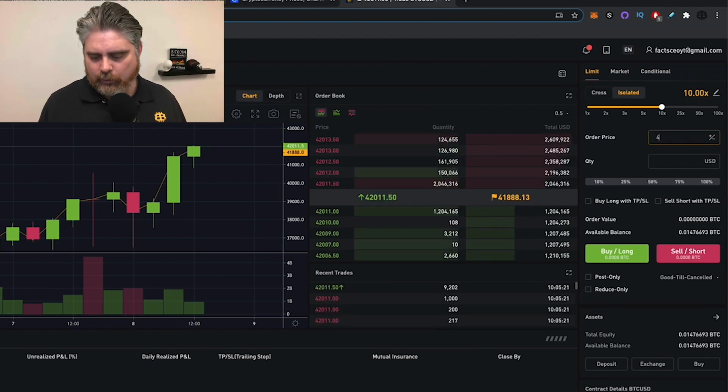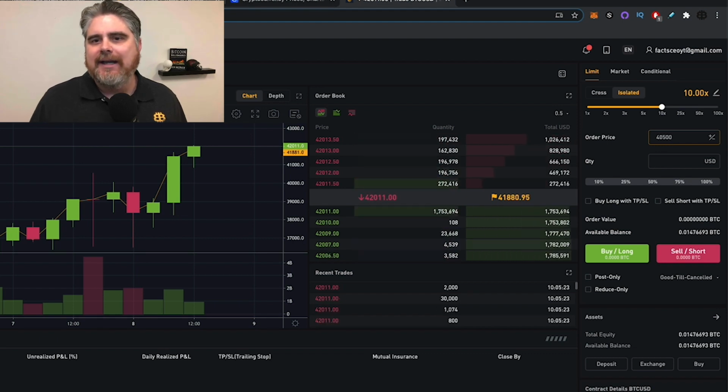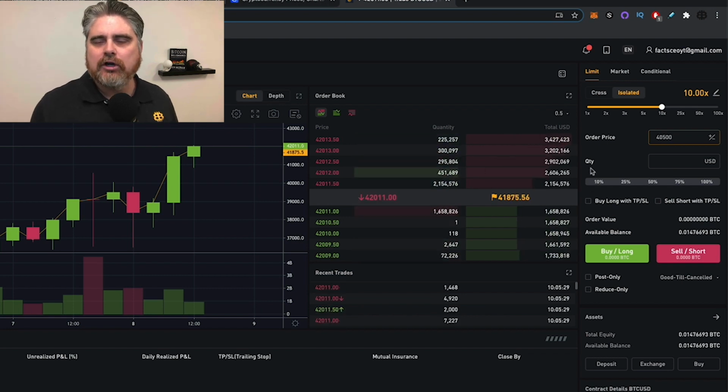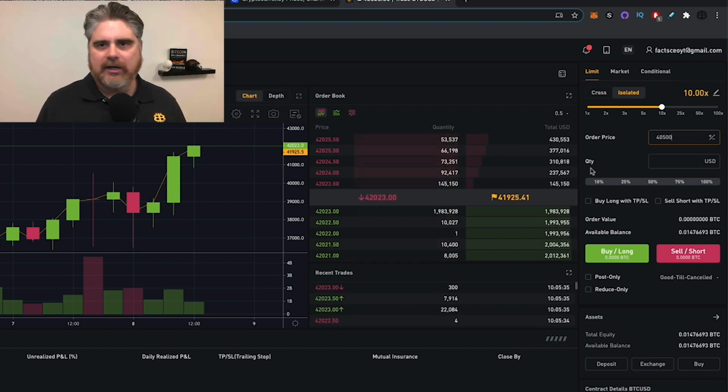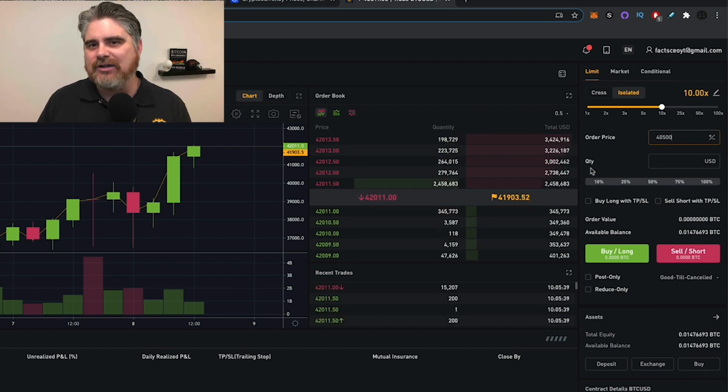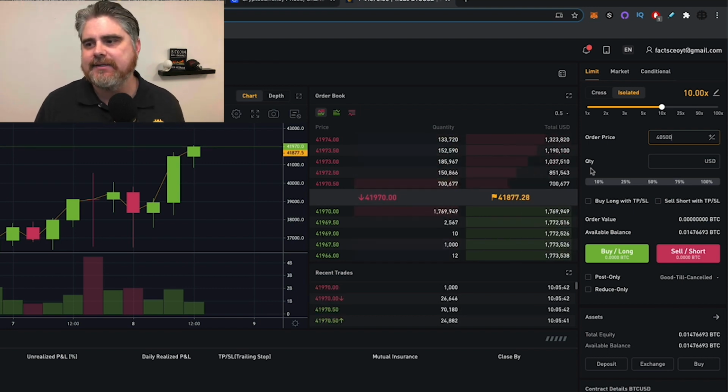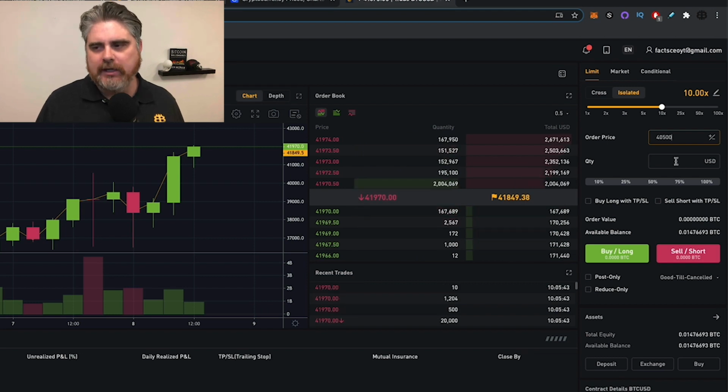So 40,500. Next, what we're going to do is figure out how many contracts we want to buy. So this is what the quantity stands for, contracts. One contract is equal to $1 of Bitcoin. And so when you buy on leverage, depending on how high the leverage you use is, you're buying more contracts than you can actually afford, if that makes sense. So the numbers may look a little wonky to you.